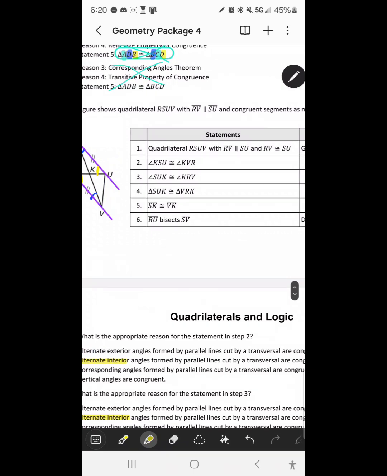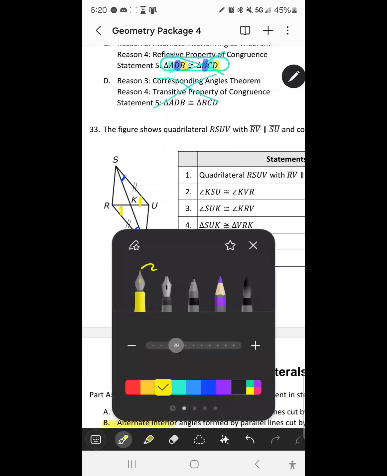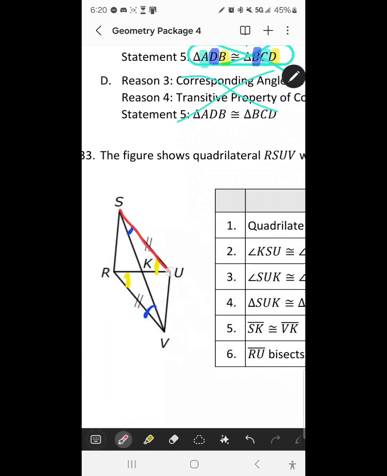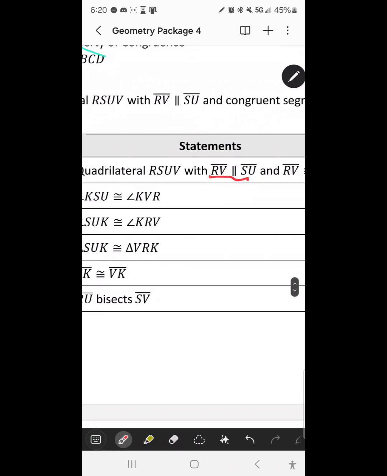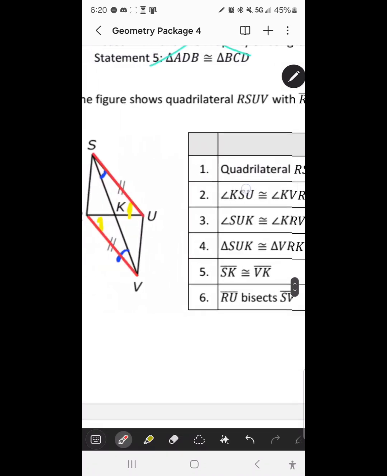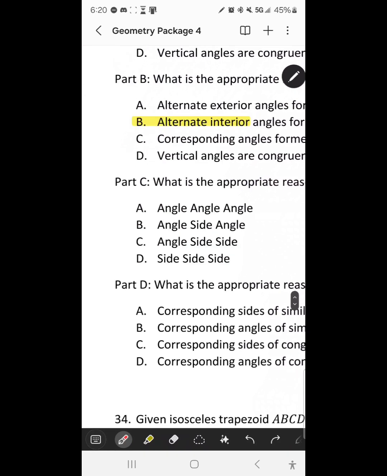So step 4. Okay, now this is what we have. We have this side SU congruent to RB. We have established it here. And we know that this angle, side, angle, and here angle, side, angle again. So I'm looking for ASA, angle side angle. And that's what we see here, part B.